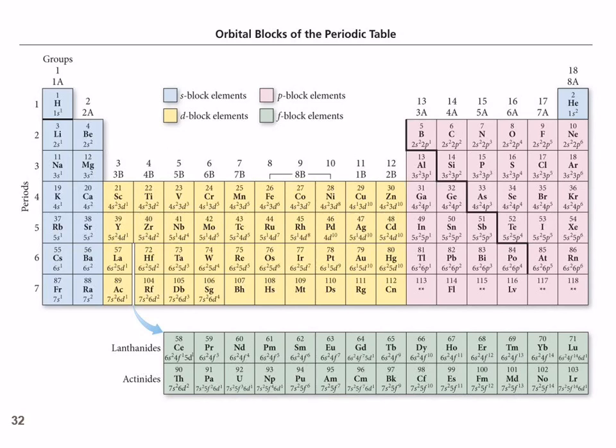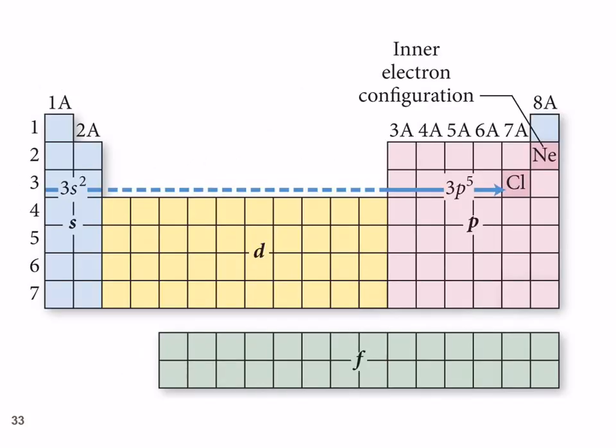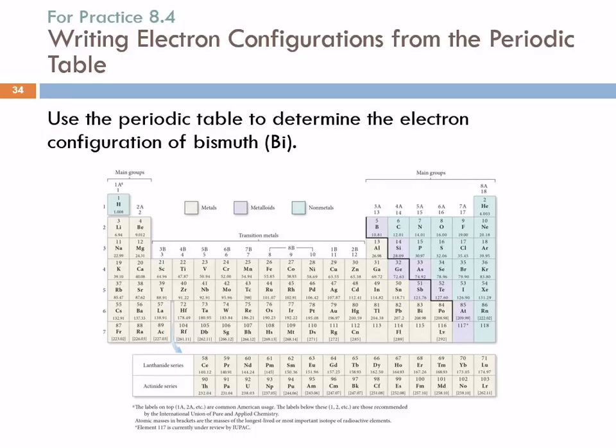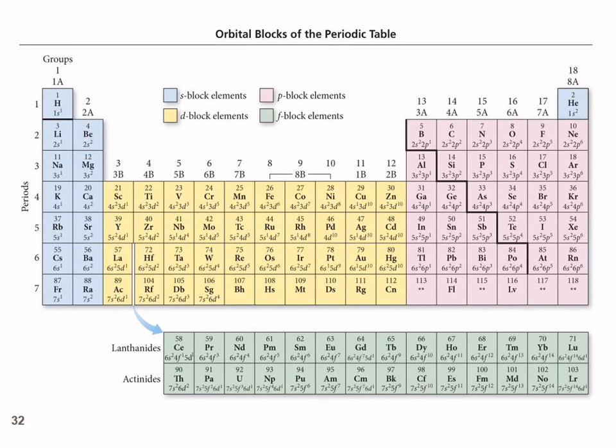So you can look at the periodic table and do an electron configuration. So let's pick one. We're going to do bismuth later, so I don't want to do bismuth. Let's do bromine. I'm going to show you how to use the periodic table to find the electron configuration for bromine. I'm just going to start up here. This is the period number.